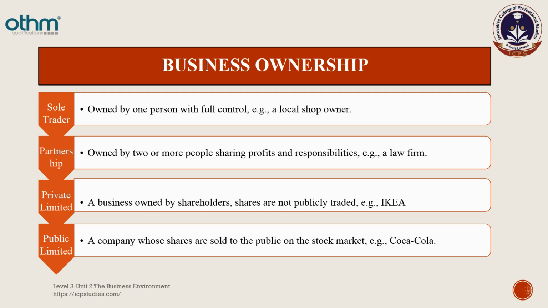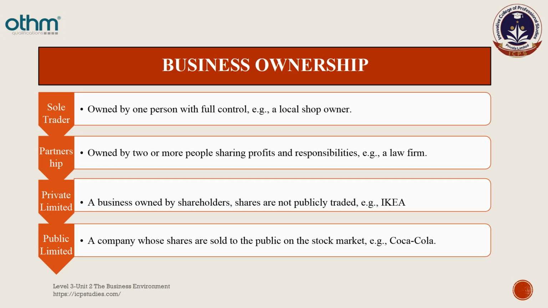The second business ownership is partnership. Partnership involves the ownership of two or more people, and they share profit and responsibilities. For example, any law firm that has two or more partners who are sharing profits. The third type is the private limited company. Private limited companies are businesses that are owned by shareholders, and these shares are not publicly traded, right? For example, IKEA is a private limited company.